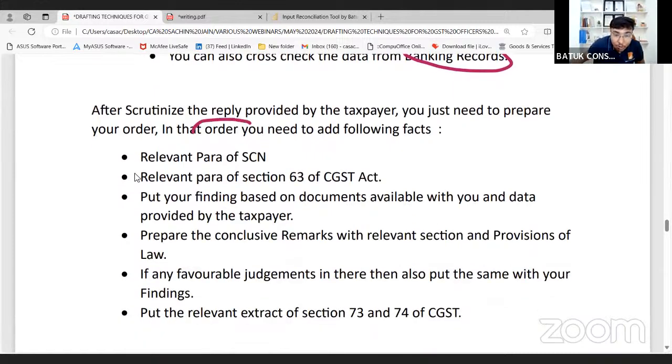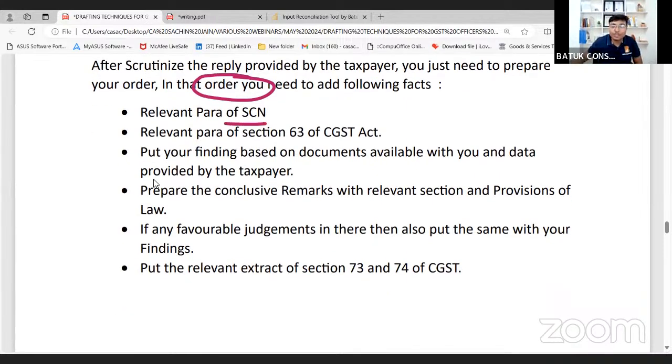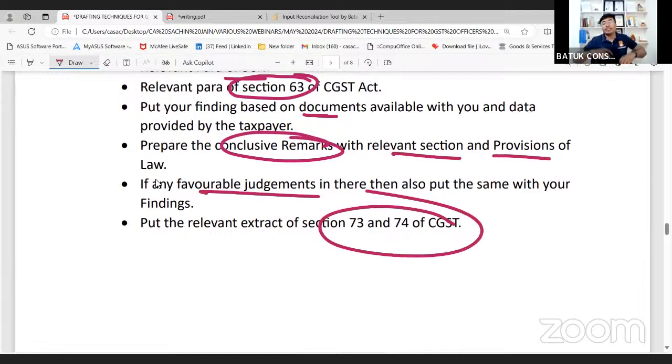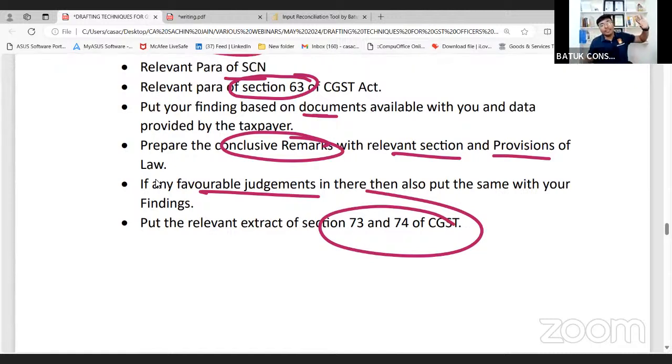Now, when you prepare the order, you just need to ensure that the relevant para of the SCN should be part of your order. Section number 63 reference should be there. Your complete finding and the documents on which you are saying that this is the liability. So your finding plus the documents submitted by the taxpayer, both clubbed together, you have to raise your demand and you have to provide these things in your order. You need to provide the conclusive remarks and the relevant section and provisions, the favorable judgment and reference, that is fraud case or non-fraud case. So penalty will be decided as per section number 73 or 74.